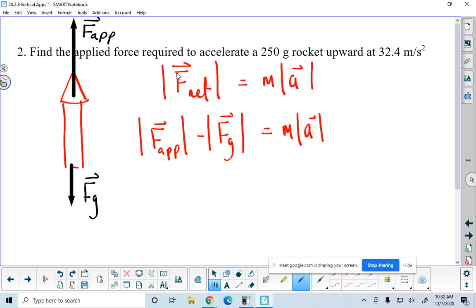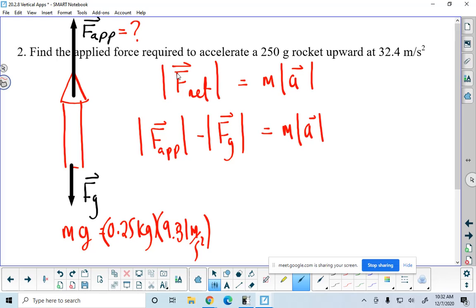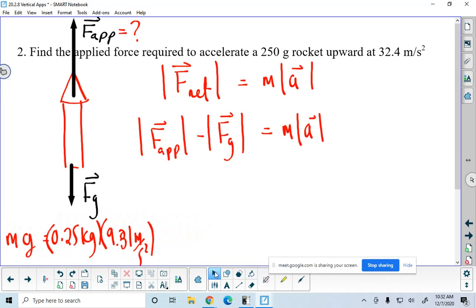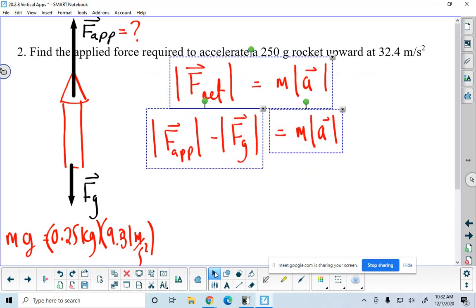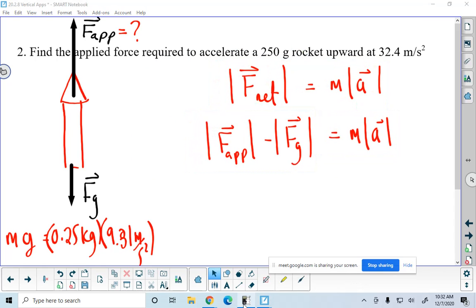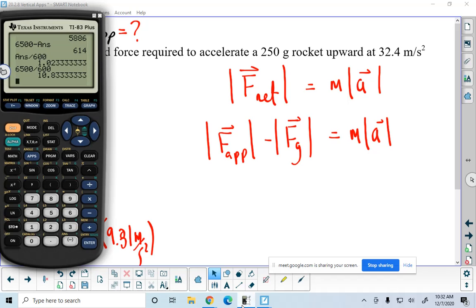And this is going to be the mass times the acceleration. So we can calculate these. Well, the applied force we know. Well, we're trying to find the applied force, actually. The force of gravity is mg, which is 0.25 kilograms. We need to work in kilograms, times 9.81 meters per second squared. Okay, let's calculate that. 0.25 is the mass times 9.81 gives me 2.4525.